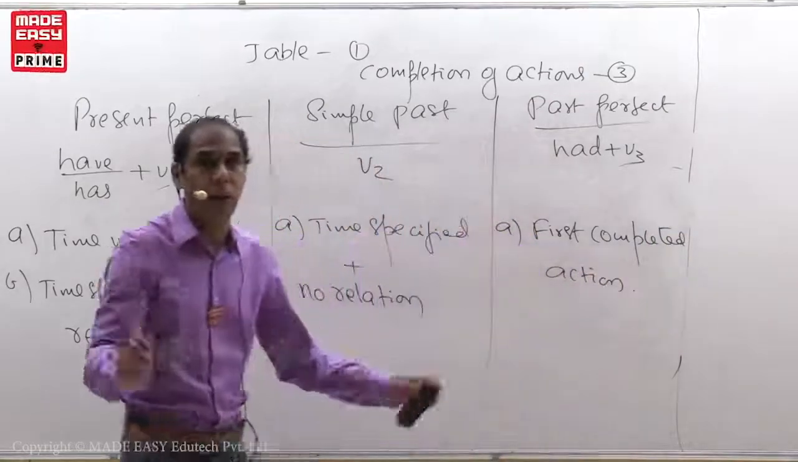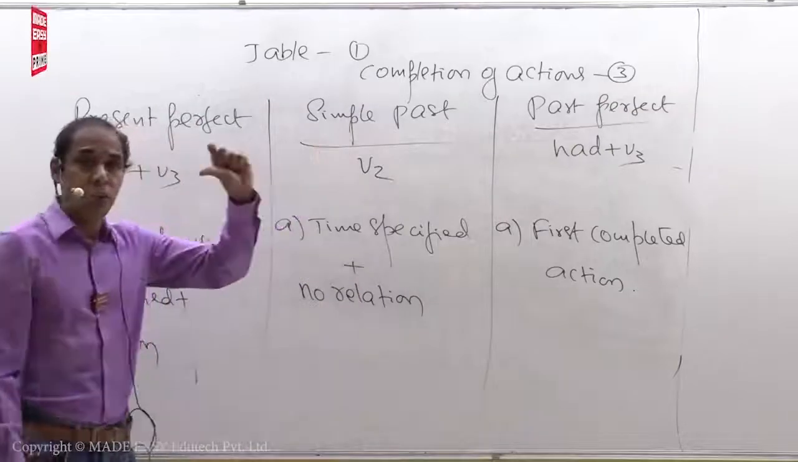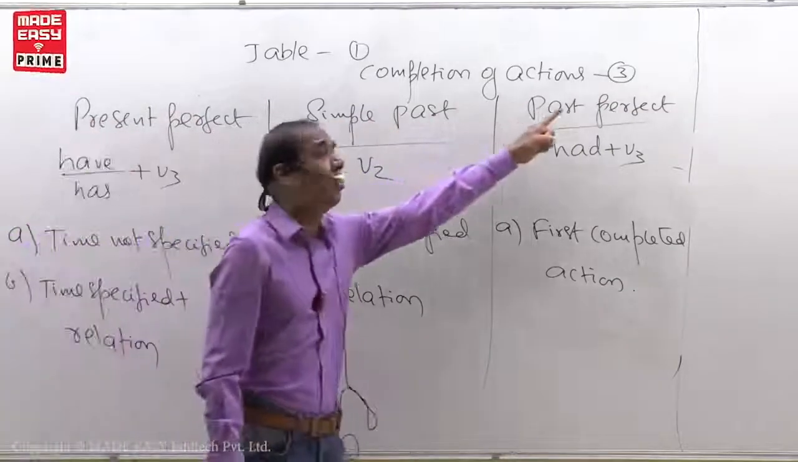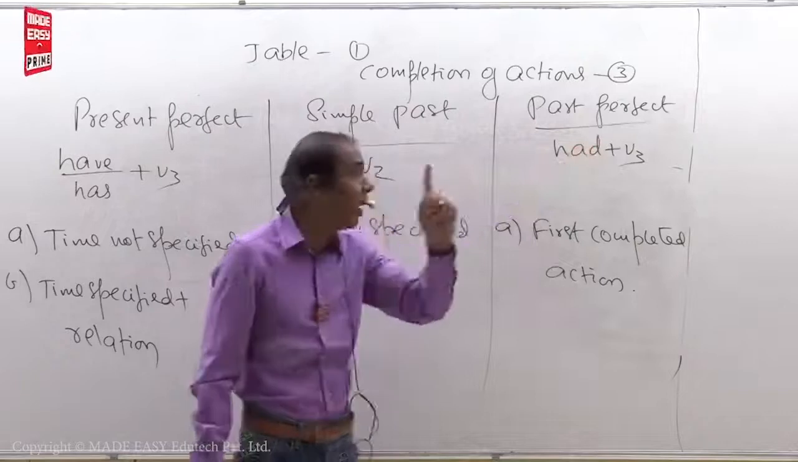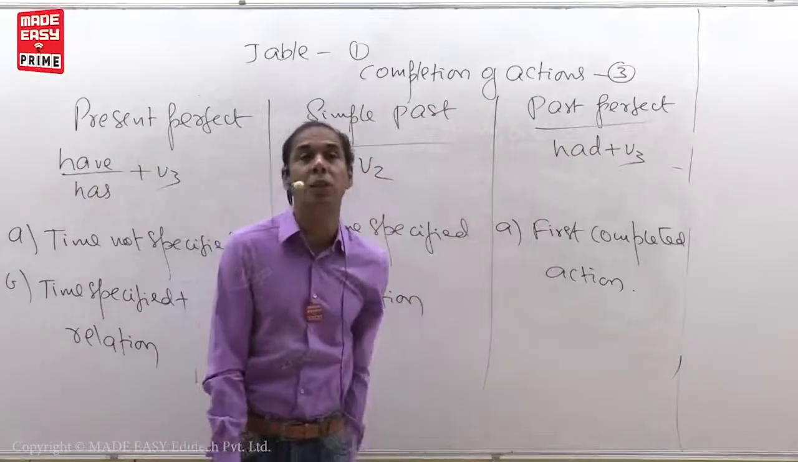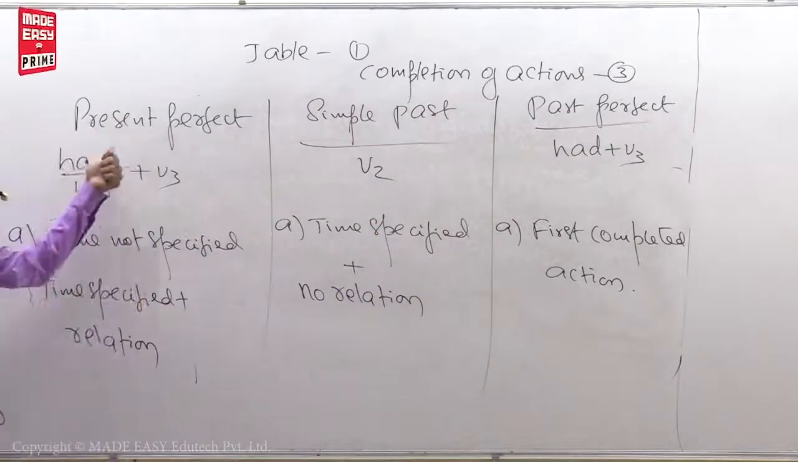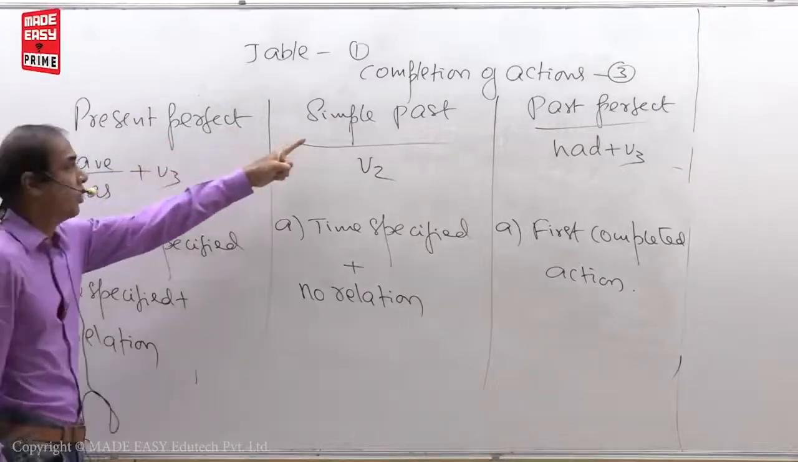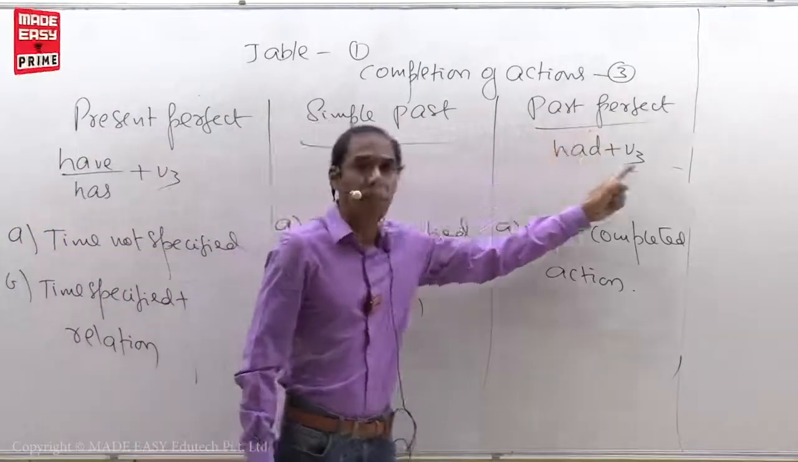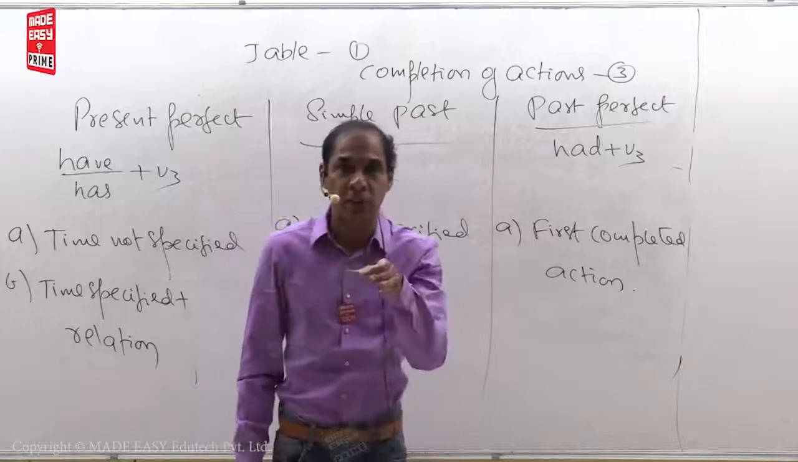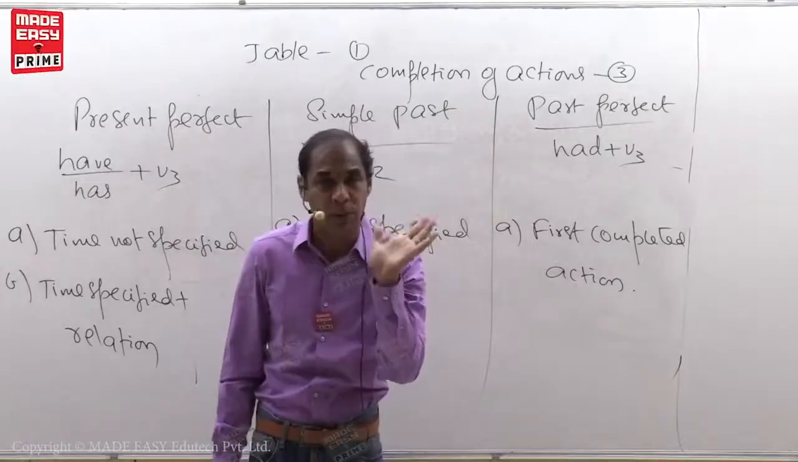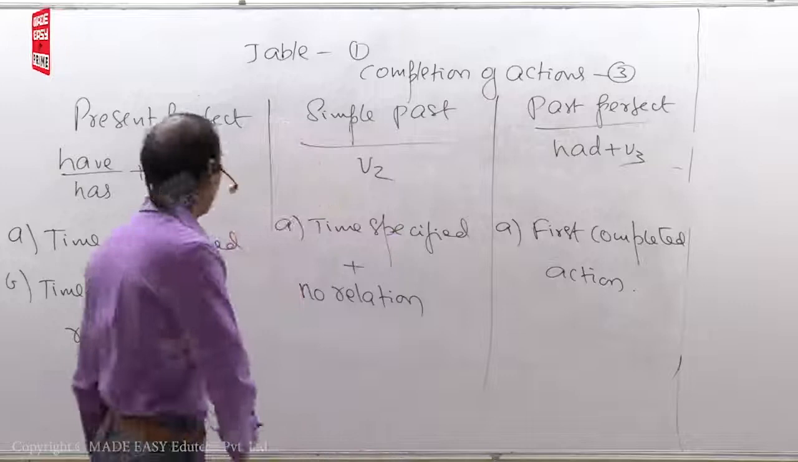Okay, see, I will explain again. My students, to express completion of actions, 3 formulae we can use in English. What are the 3 formulae? 1. Present perfect tense. 2. Simple past. 3. Past perfect. Depending on the situation, we can use any one of these formulae.